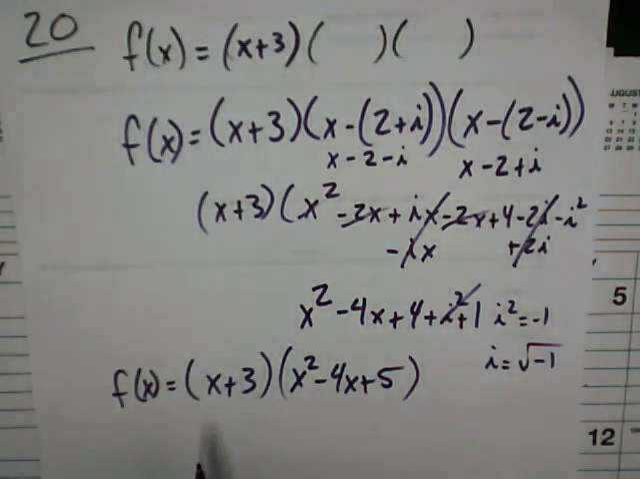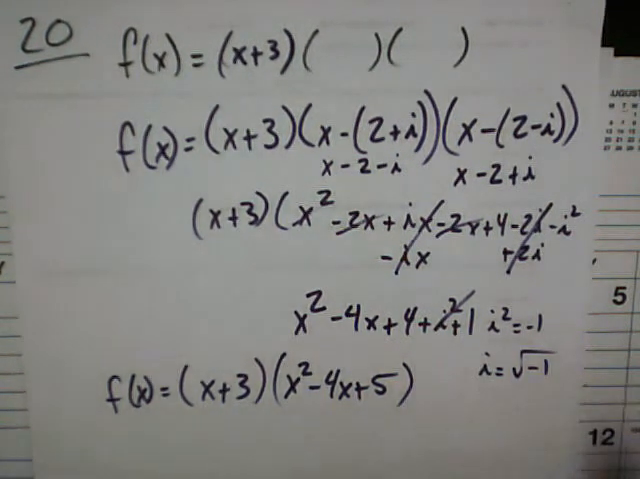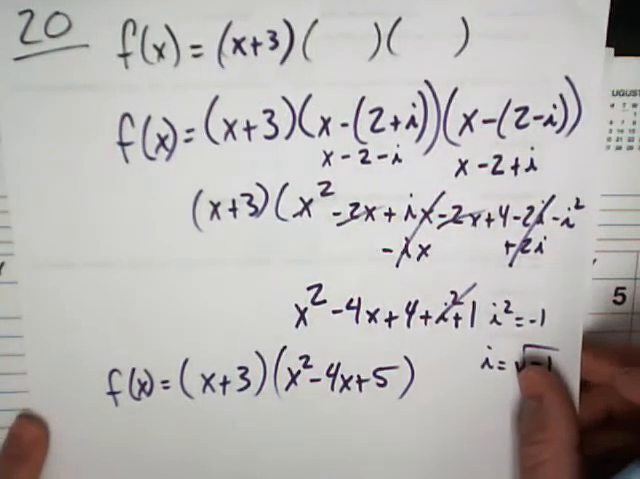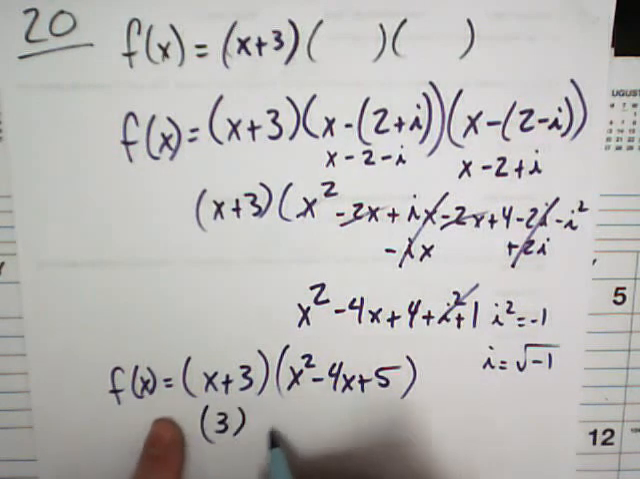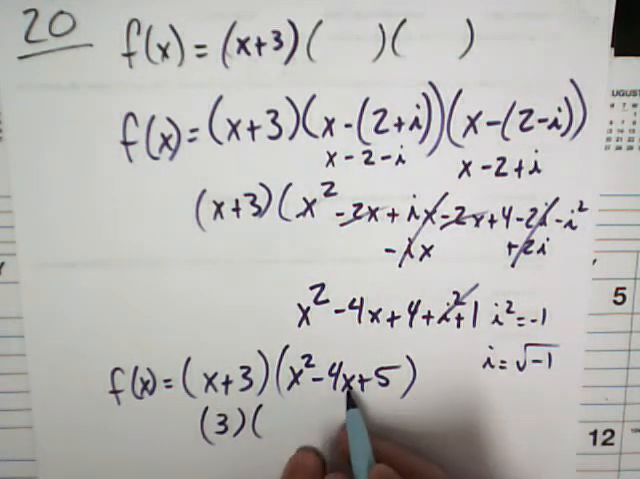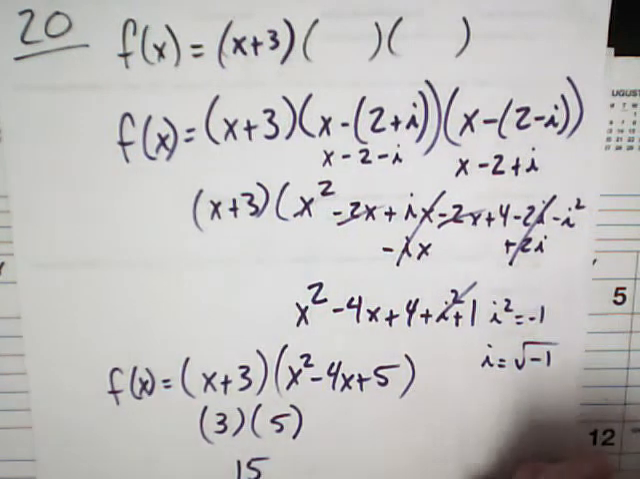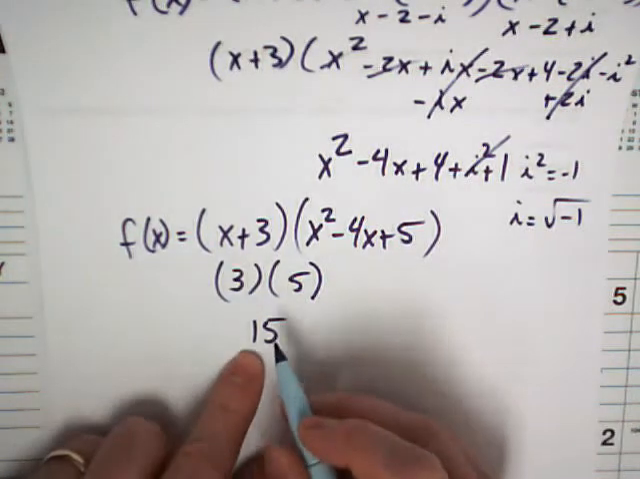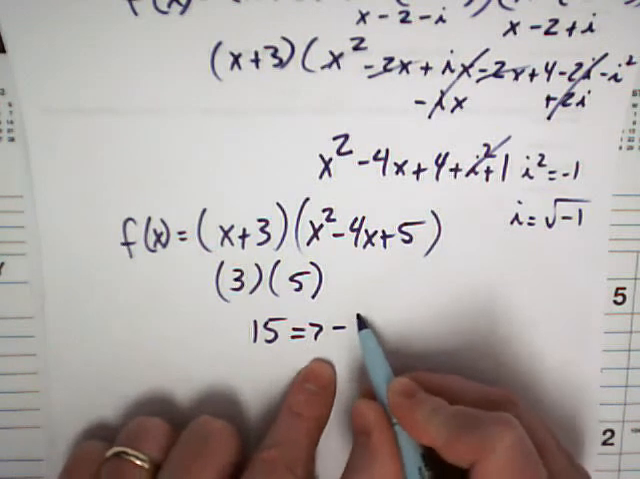Now if I put a 0 in for x, I'm supposed to get negative 30 out, because it says the y-intercept is negative 30. If I put a 0 in, I get 3. Put a 0 over here, I get a 5. That's 15. I don't want 15. Whenever I put a 0 in, I want to get a negative 30.